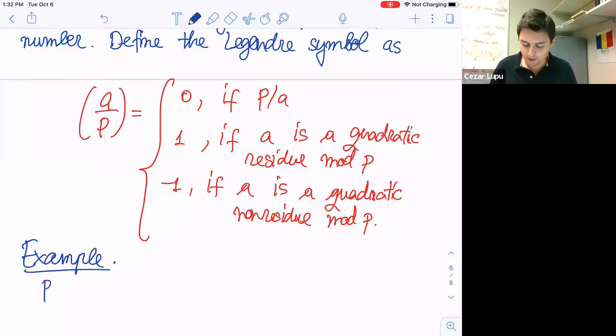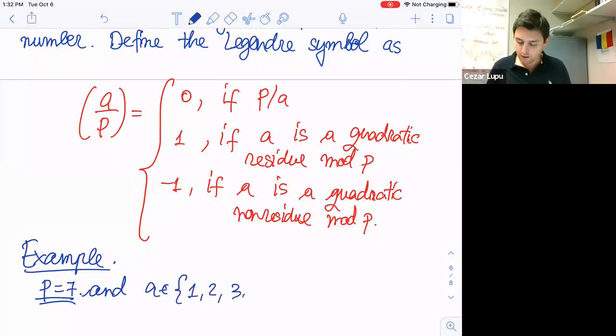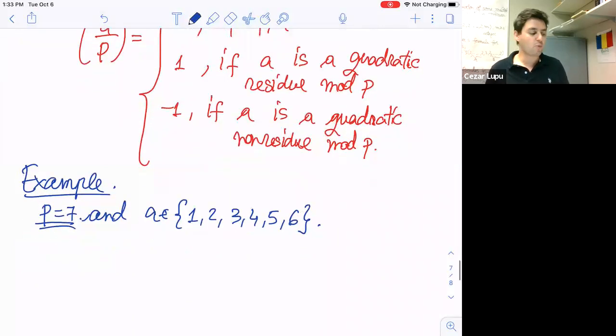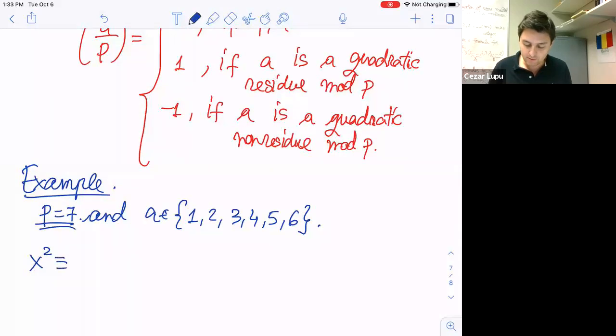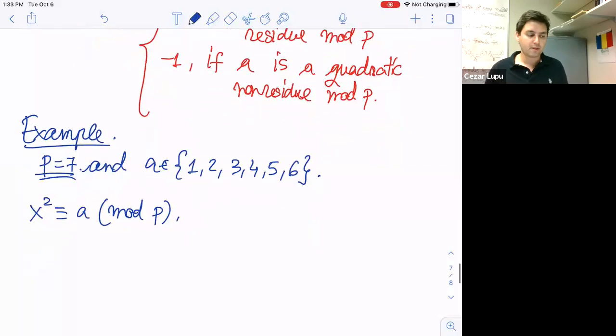Let me take P equals 7. We want to see which ones are the quadratic residues. I'm going to take all these integers A: 1, 2, 3, 4, 5, and 6. I want to see which one is a quadratic residue and which one is not. Keep in mind that a number A is a quadratic residue if there exists an integer x such that x squared is A mod P. So let's look.